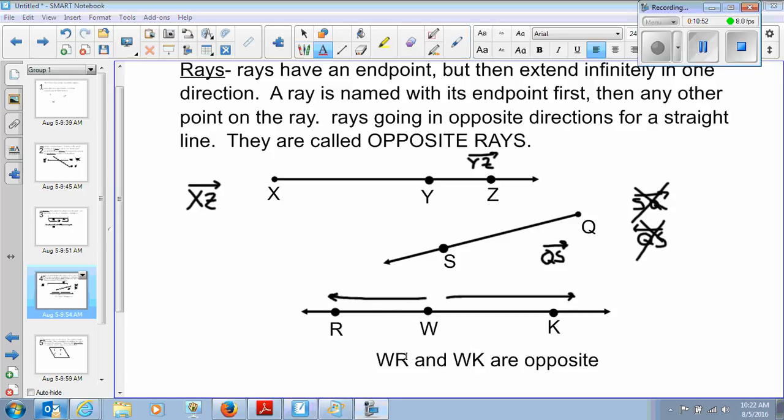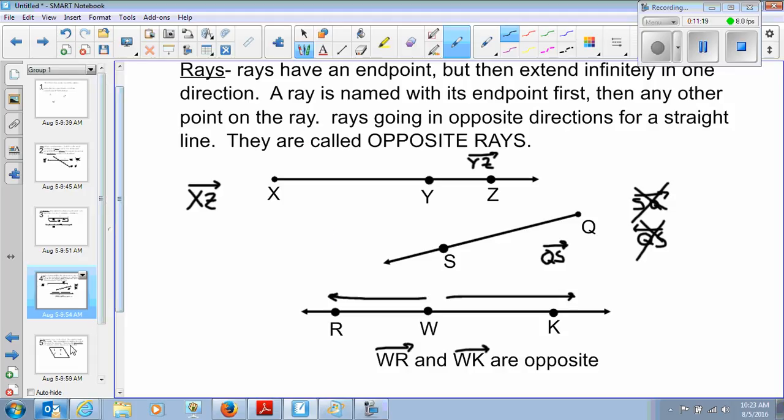So I'm going to go ahead and just write this down real quick. But I said ray WR, so I still name it like that. W through R forever, starting at W. And ray WK, starting at W and going through K forever, are opposite rays. And you can see that they actually form a straight line. W would be the endpoint for both of those two rays.